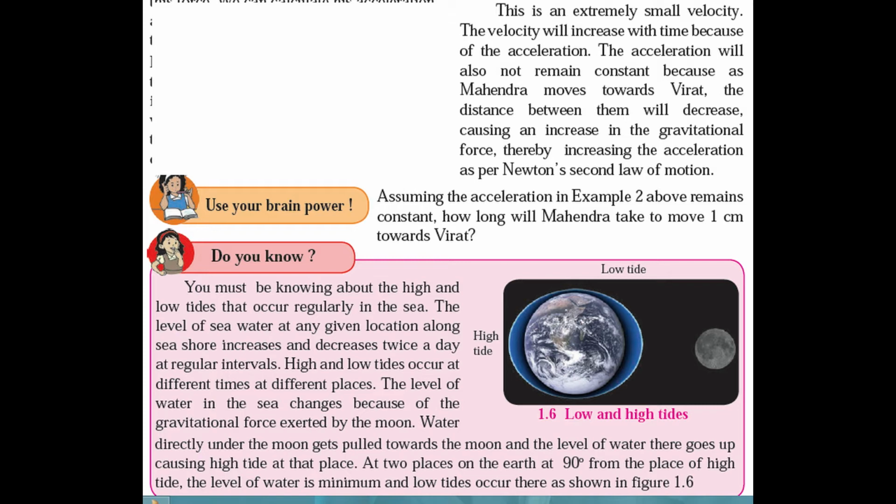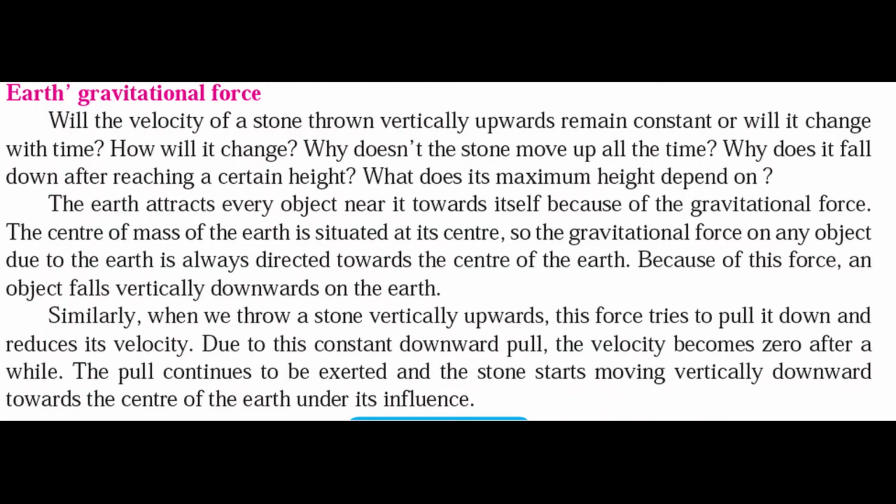At two places on the earth at 90 degrees from the place of high tide, the level of the water goes down, and that is a low tide, which is explained in figure 1.6. So exactly close to the moon and 180 degrees away from the moon, there is a high tide, and 90 degrees from these two high tide places, you have a low tide.